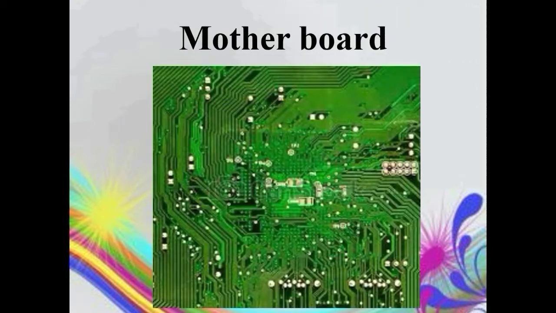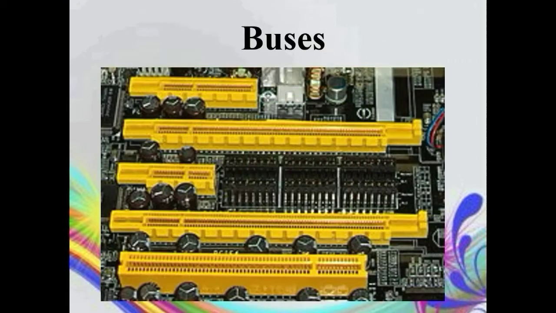motherboard. This is a large printed circuit board that contains all the main parts of a computer. The motherboard is directly or indirectly connected to all parts of the computer. It uses tiny electrical paths called buses to connect to different components. The more the number of buses connected to a component, the faster the component can operate.